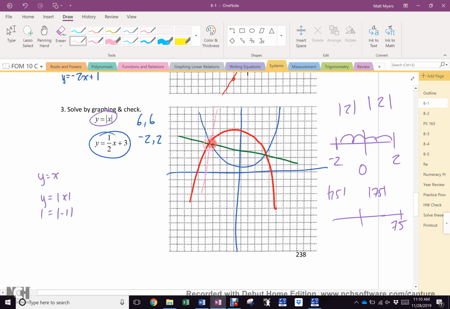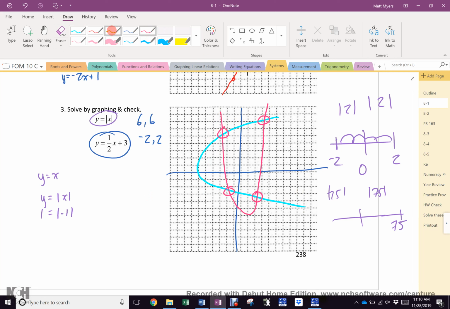Everybody cool? What about something like this? Four. 1, 2, 3, 4. Agreed? What if I added that? Now how many? Just 2, because the gold, the blue, and the pink only meet there. Everybody cool? If they cross, you have a solution.